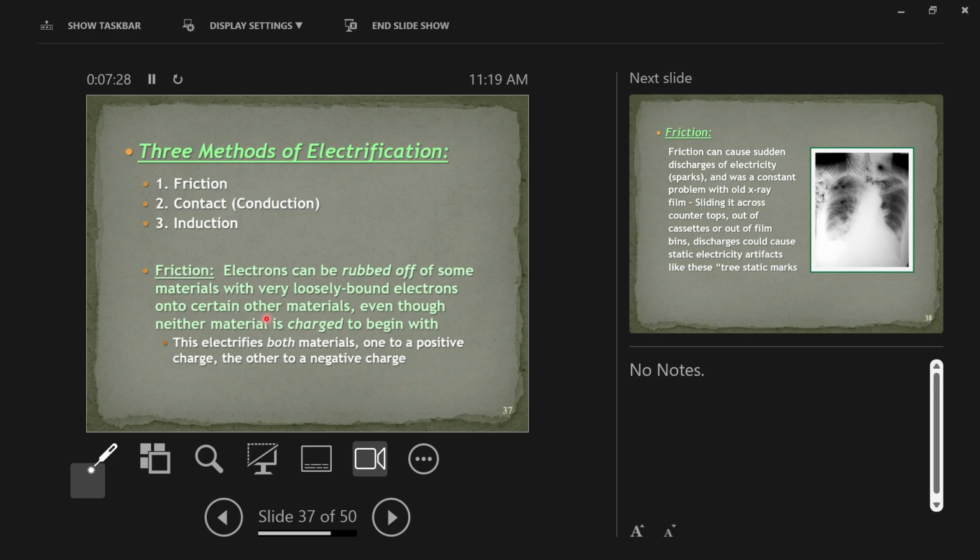Friction is when you cruised around on the carpet, tall carpet, in socks, and scooted your feet on the carpet and then zapped your brother or sister or whatever, right? Electrons can be rubbed off of some materials with very loosely bound electrons onto other materials, even though neither material started off with a charge. Your carpet was uncharged, your socks were uncharged, but you charged up yourself by scooting around. Friction electrifies both materials. The carpet you don't notice because it grounds out, but yourself, you end up grounding to another person and then zapping them. This electrifies both materials, one to a positive charge, the other to a negative charge.